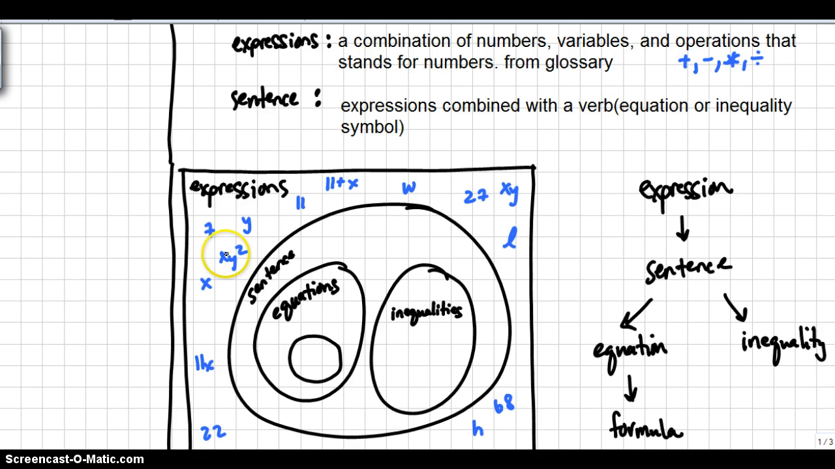Once you take some of those expressions and put them together with a verb, or in math class we would call a verb an equation or an inequality, then you can create a sentence. Let's review the symbols for inequality.